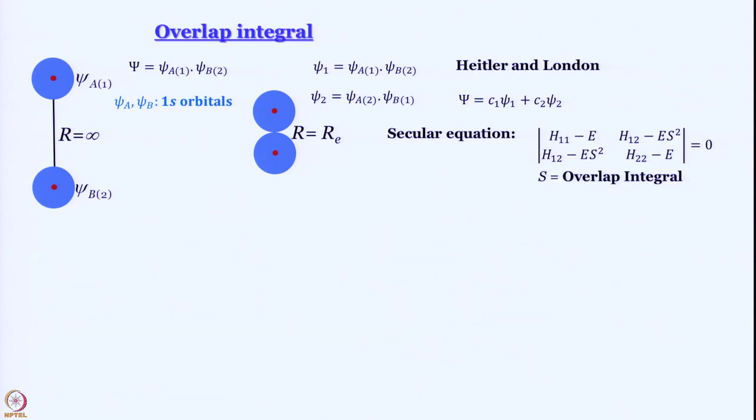So, here it is, we have got this concept of overlap integral, we have introduced it, and we have got this secular equation which is a little simpler than what it was earlier, okay, we have made some advance. Next, we want to evaluate the H11 integral. This is where we will start from in the next class.